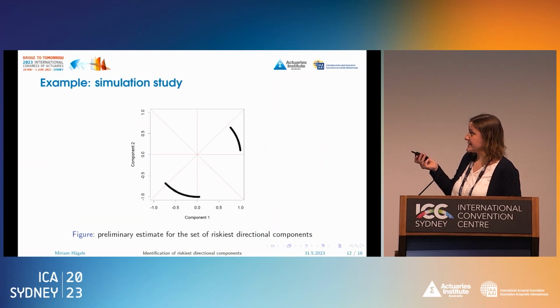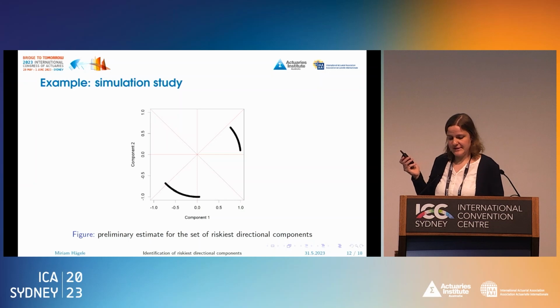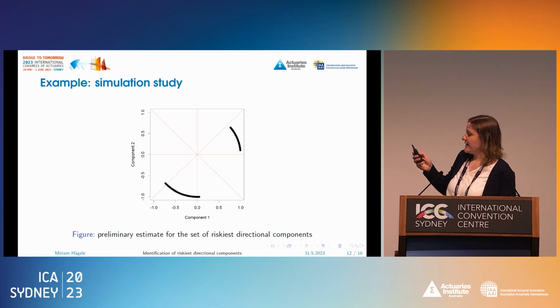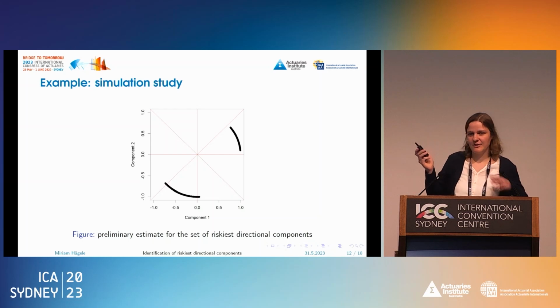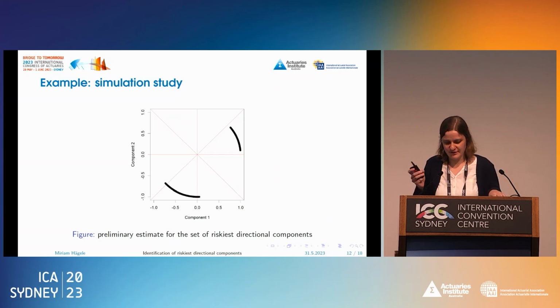So we will get this preliminary estimate for the set of the riskiest directional components, which we can see at least in the middle of each of these cones. It's quite accurate. We get the right thing. Closer to the borders, it's not so accurate because close to these there are observations which have a different tail.